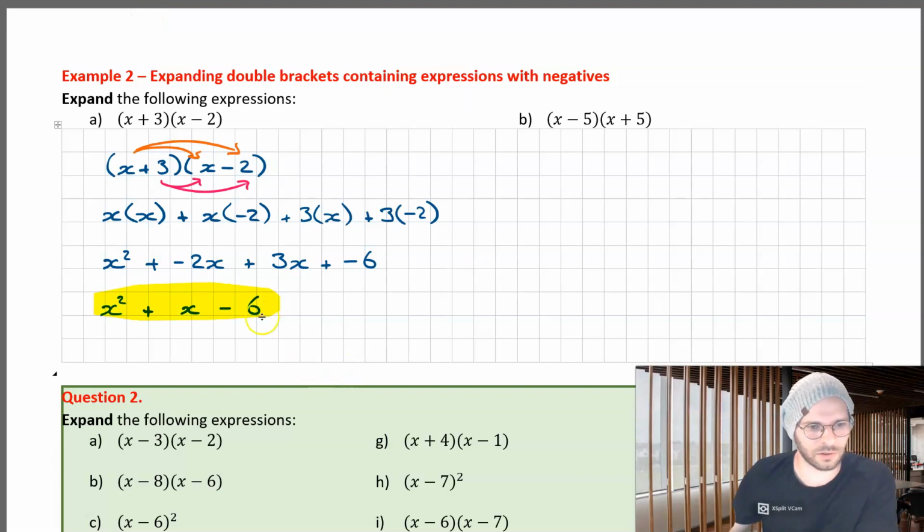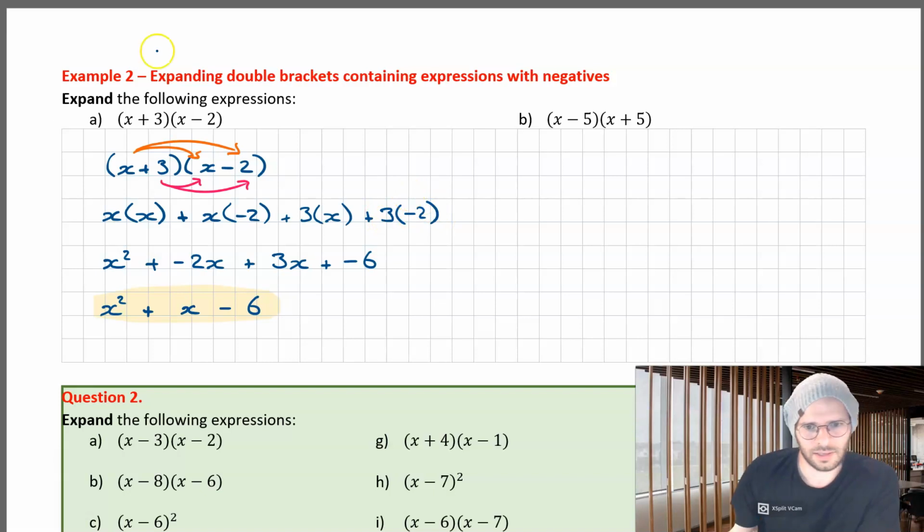So in summary for this example, the thing that made it different was it had negatives within the brackets. We simply deal with the negatives by keeping the negatives associated with the number and then using our rules around integer multiplication, so multiplying negative numbers.